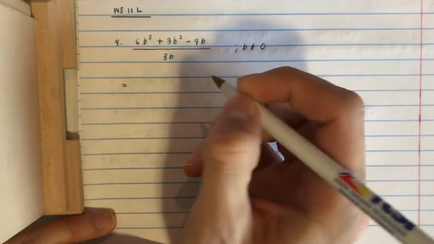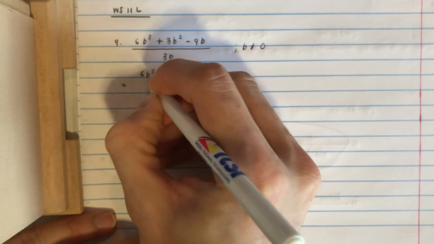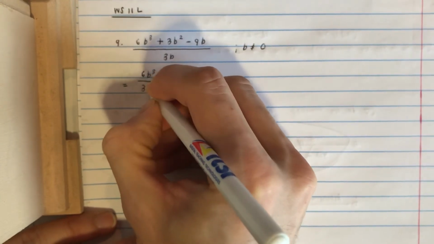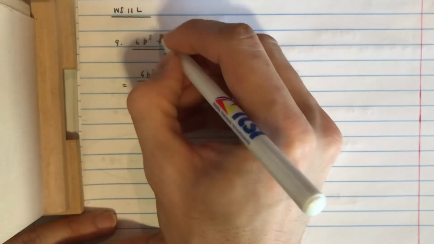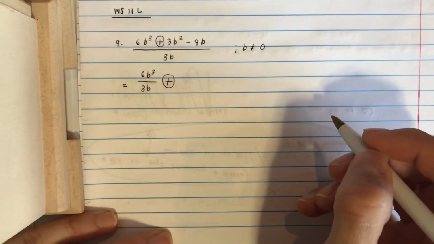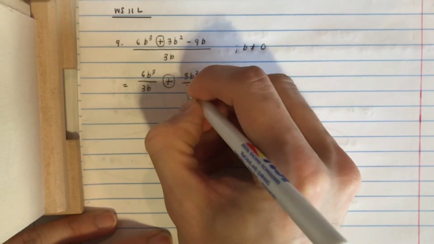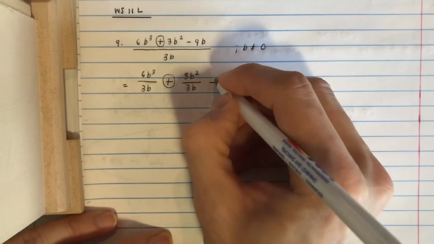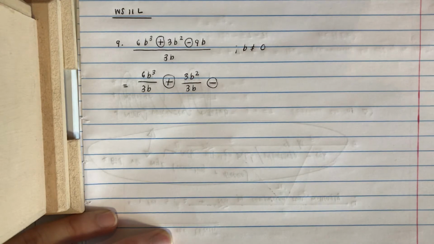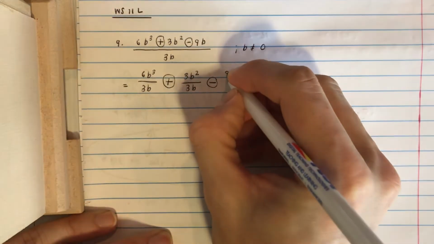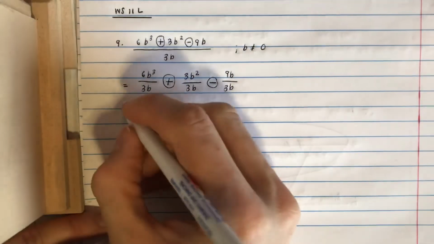So we're going to break it up into separate fractions, so just have a look. First it's 6b to the power of 3 over 3b. Then we have the positive sign. This positive sign corresponds with that positive sign. Okay. Then we have 3b squared over 3b. Then we have a negative sign. This negative sign corresponds to that negative sign. And then it's 9b over 3b. Okay. Now we carry on.